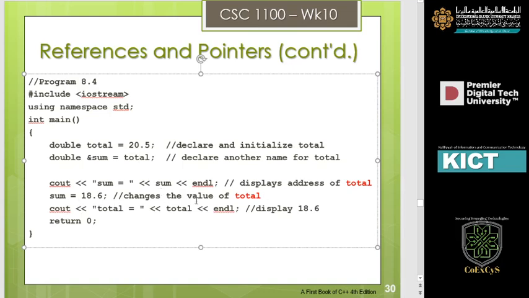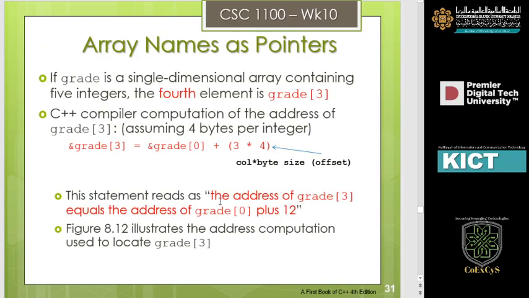Now we change the value of sum and display the value of sum, or total. If we change the value of sum, it will change the value of total. So the first one will print 20.5, the next one will print 18.6. For the same variable, it's okay. If we try to reassign it, it cannot be done that way.